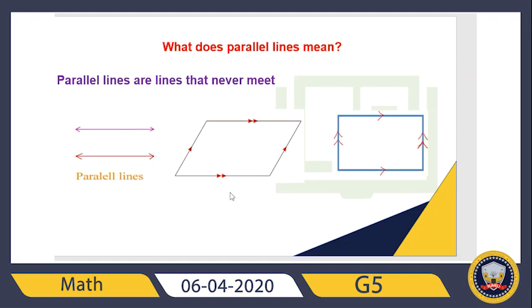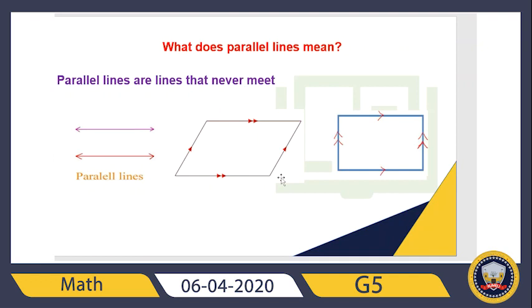So parallel lines are two lines that will never meet at a point. They will keep the same distance. Even if you go to the right, to the left, up or down, they will have the same distance from each other. They will never meet at a point. So when I tell you parallel lines, it means they will never meet at a point. They will never cross each other.